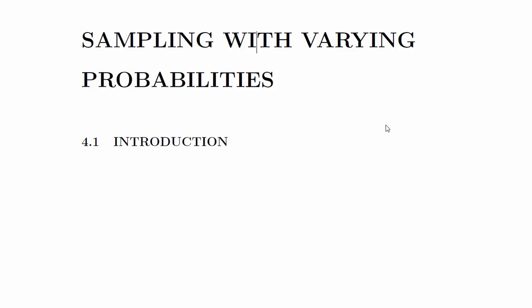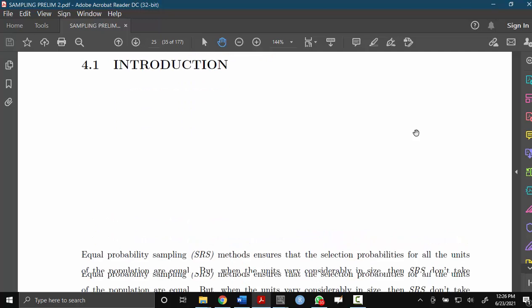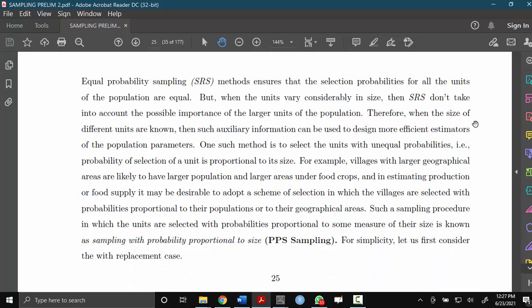Welcome. In this class, we shall cover sampling with varying probabilities. In simple random sampling, we are selecting the units of the sample according to equal probabilities of selection. That means the chance of selecting any particular unit in any draw remains the same from draw to draw. But here we shall consider sampling with varying probabilities.